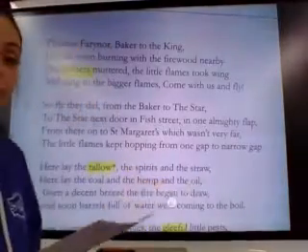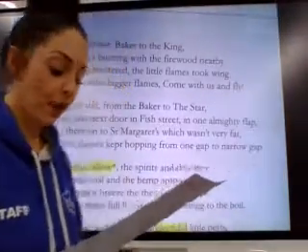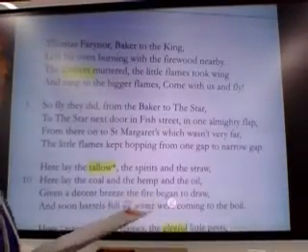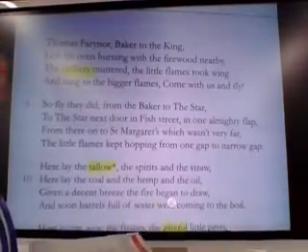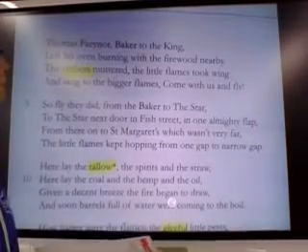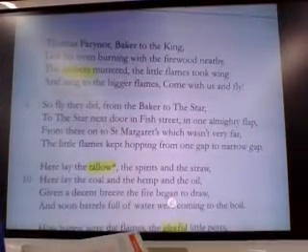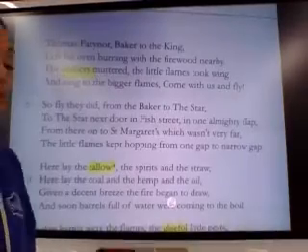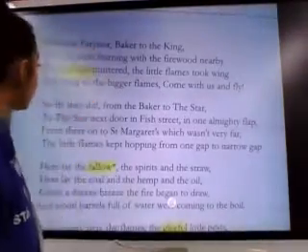Okay, let's have a look at this first verse then. Okay, so it says, Thomas Farriner, baker to the king, left his oven burning with the firewood nearby. The embers muttered, the little flames took wing and sang to the bigger flames, come with us and fly.